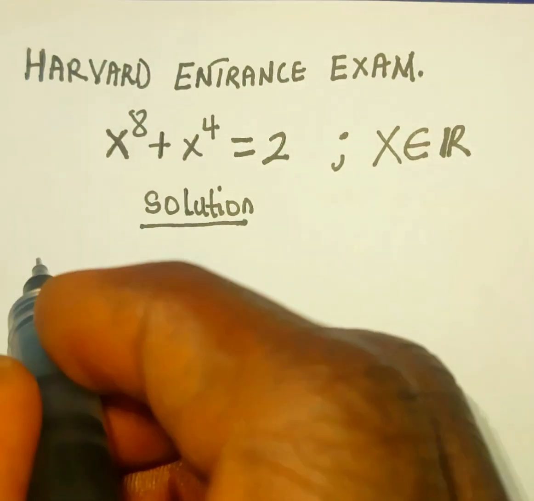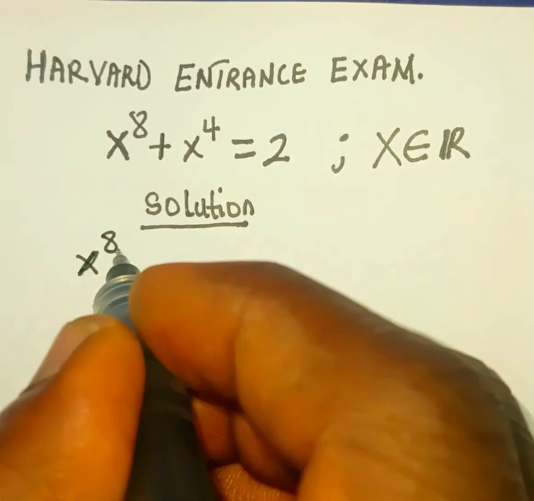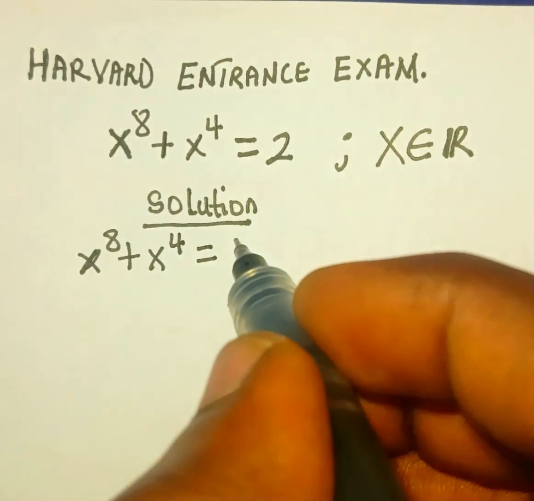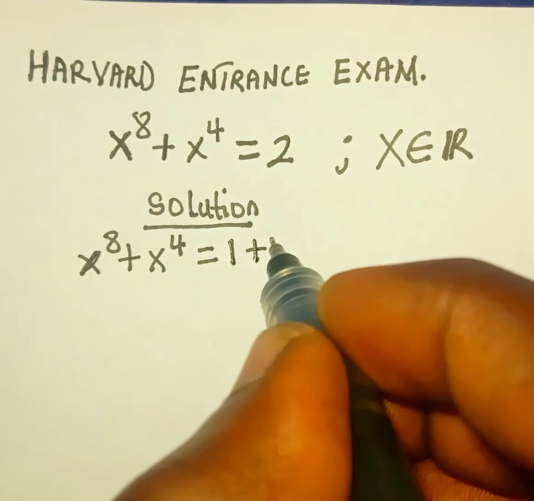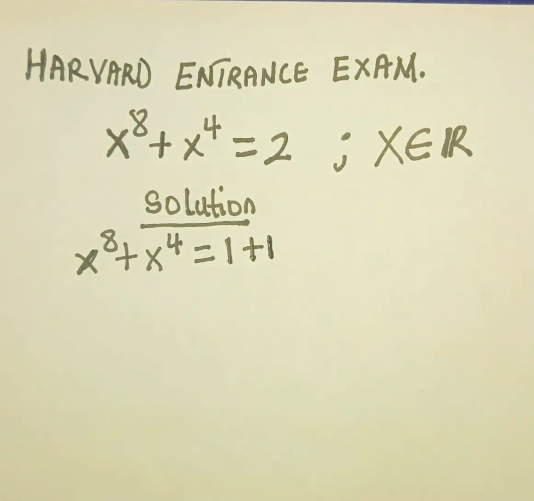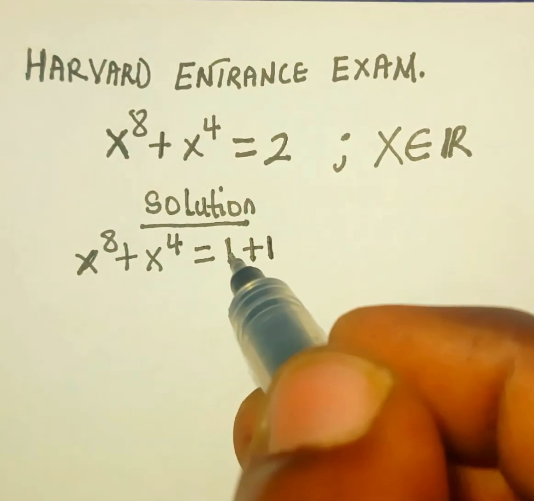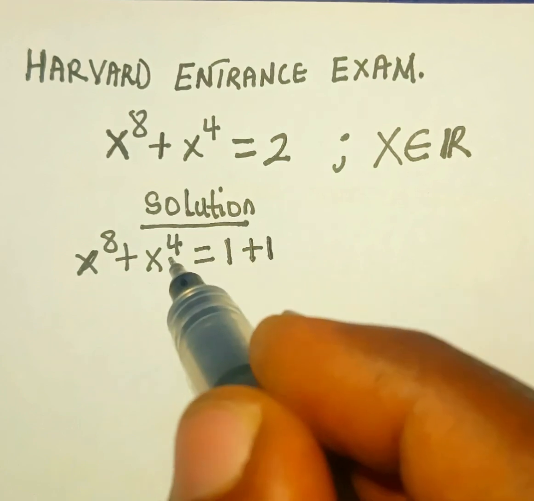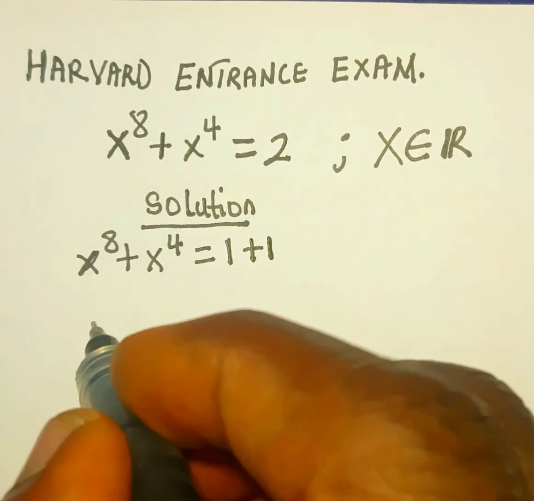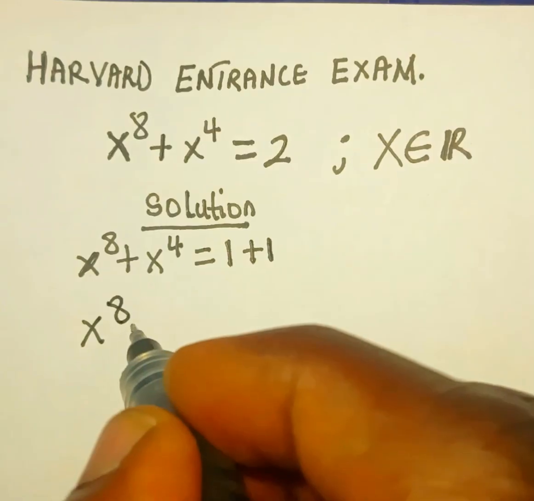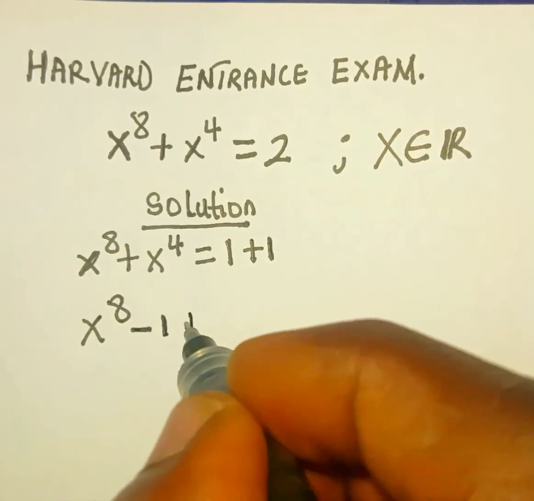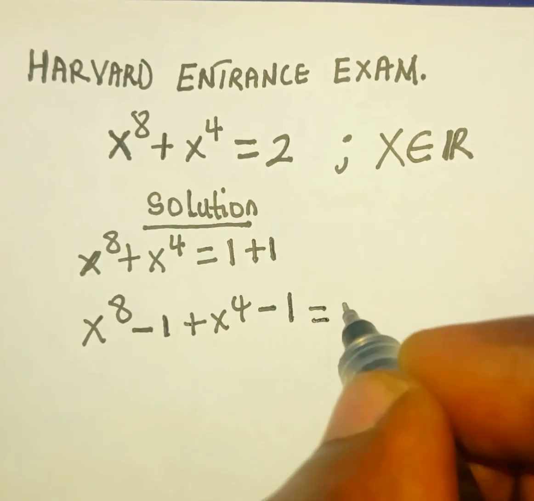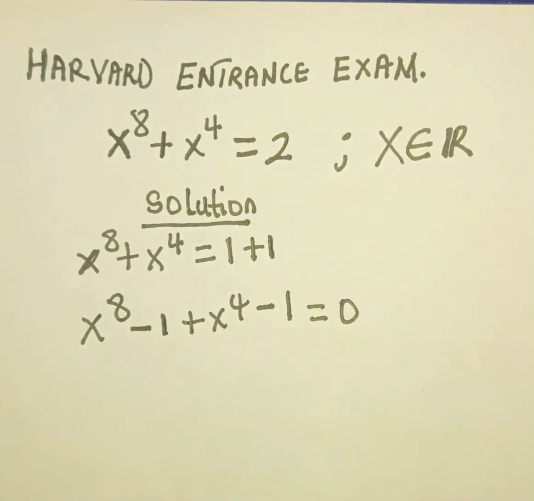Now let's get started. We are given that x raised to the power of 8 plus x raised to the power of 4 is equal to 2. The 2 can also be written as 1 plus 1, nothing changed. The next thing we're going to do is take the first 1 with x to the power 8, and the second 1 with x to the power 4. So this is going to be x to the power 8, when this 1 crosses it becomes negative 1, then plus x to the power 4, and when this 1 crosses it is going to be negative 1. So everything will be equal to 0, nothing left in the right hand side.